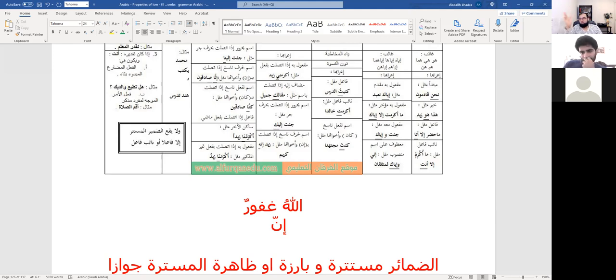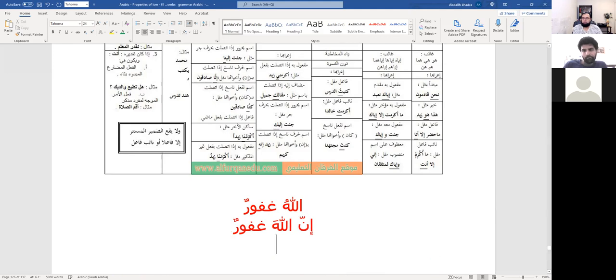إن تنصب الاسم وترفع الخبر. It makes the اسم منصوب, so it becomes إن الله غفور. And it keeps the خبر مرفوع. تمام؟ Surely Allah is forgiving.